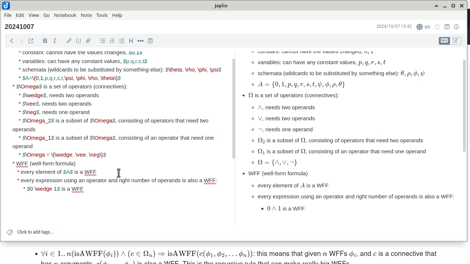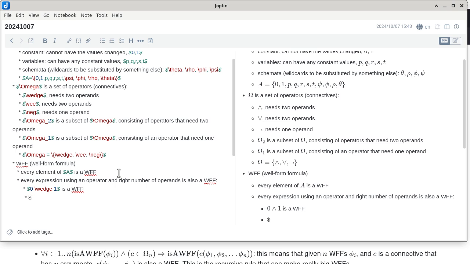Is that okay? Well, let's check out why it is well-formed. If you look up, this wedge symbol needs two operands. Are we providing two operands in this expression? Is each one of the operands also well-formed by itself? Well, 0 is well-formed, 1 is well-formed, so 0 and 1 is a well-formed formula. Is that okay? All right. So I can give you another example.